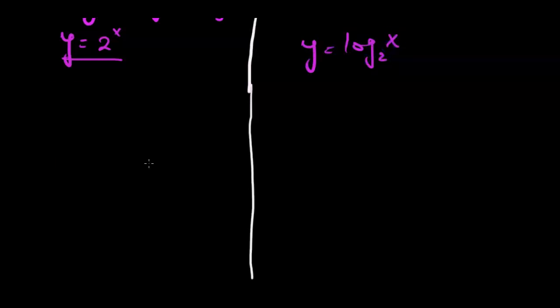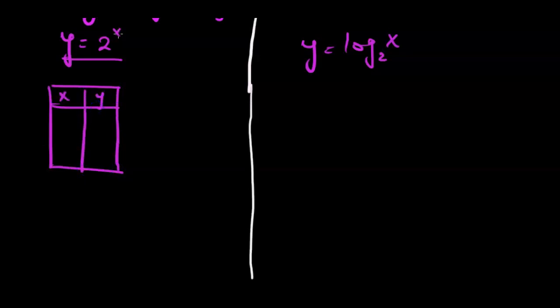Now let's turn these functions into graphs. So this was y equal to 2 to the power x, and this was y equal to log to the base of 2 of x. Before turning it into graphs, let's turn it into a table of values. So this is x, this is y. The easiest x values that we can pick for exponential function are -1, 0, and 1. When we put 2 to the power of -1, we get 1 over 2. So y value is 1 over 2. When we put 2 to the power of 0, we get 1. When we put 2 to the power 1, we get a 2.